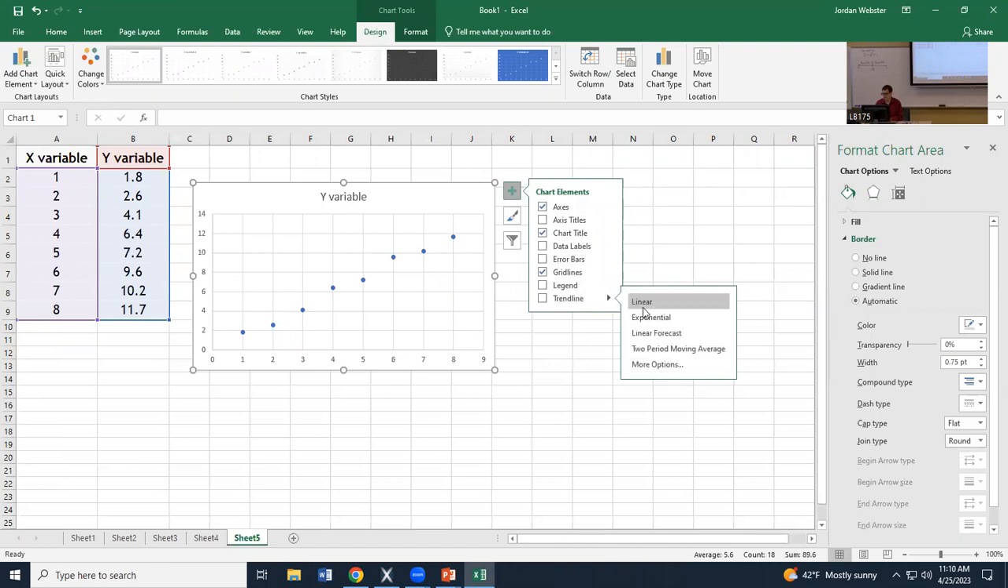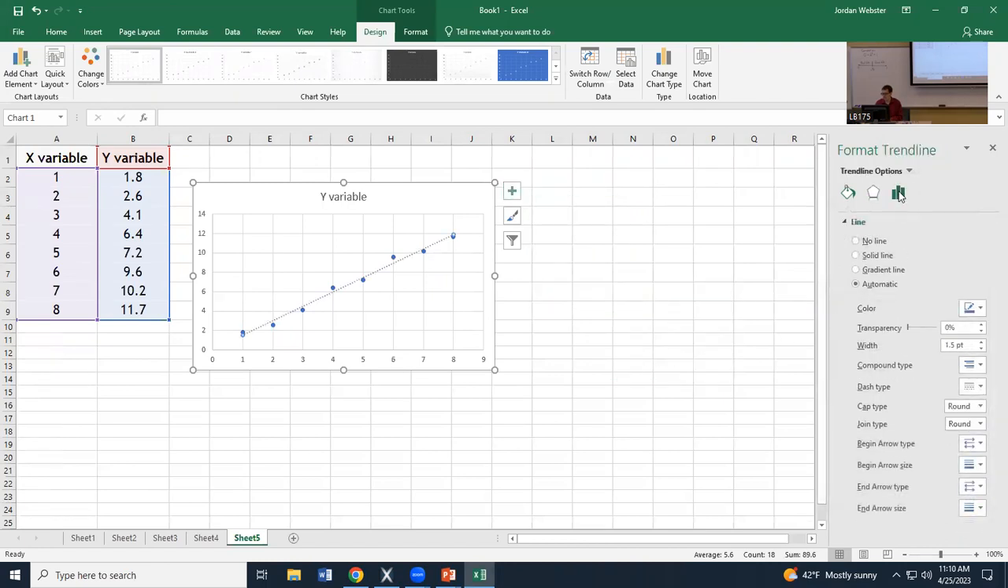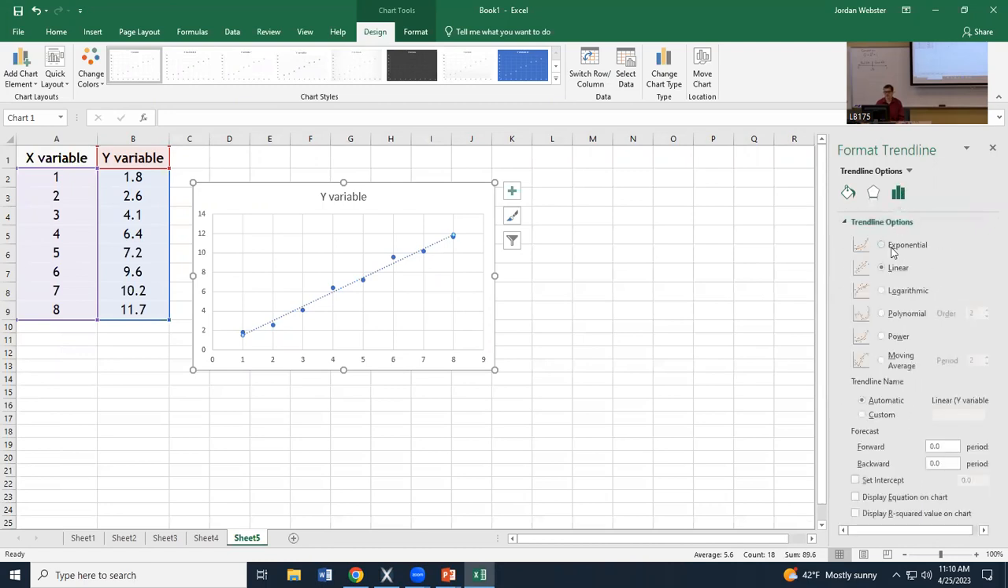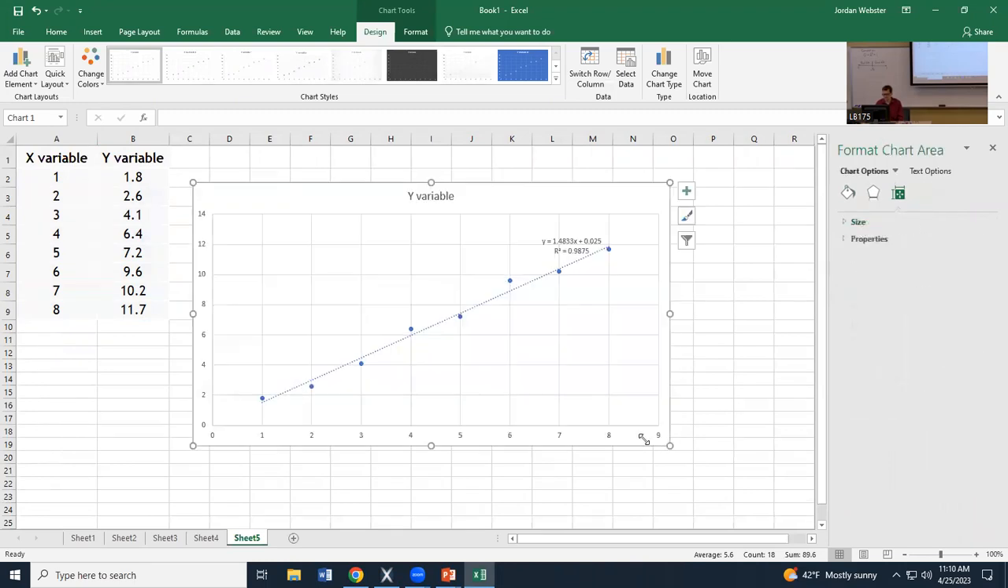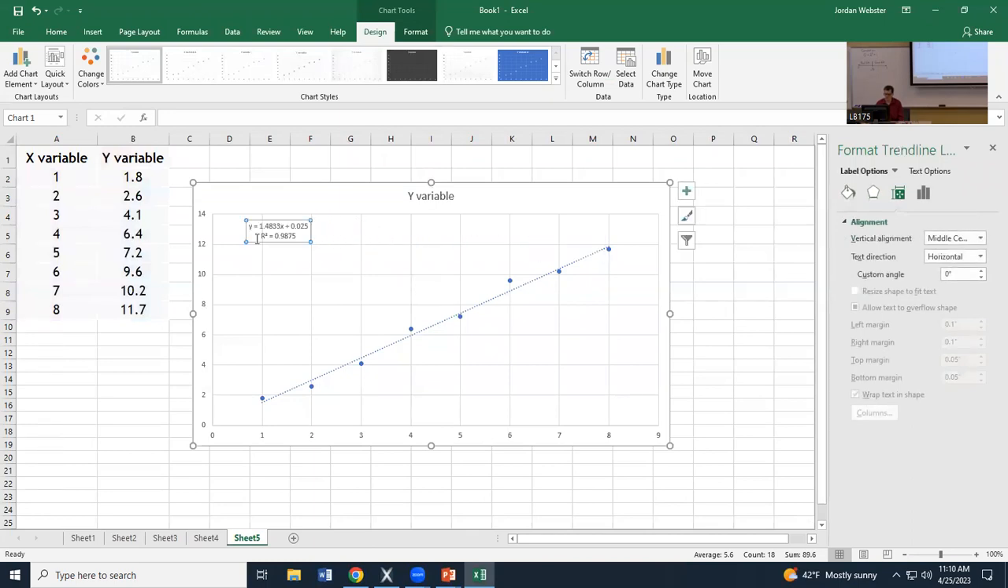Go to the trend line. By the way, if you're ever on the trend line and think, oh crap, I don't have what Jordan has, it's this one, this little bars one that you hit. That allows you to pick which trend line. So we're going to pick the linear, display the equation, and make everything a little bit bigger. Readable.